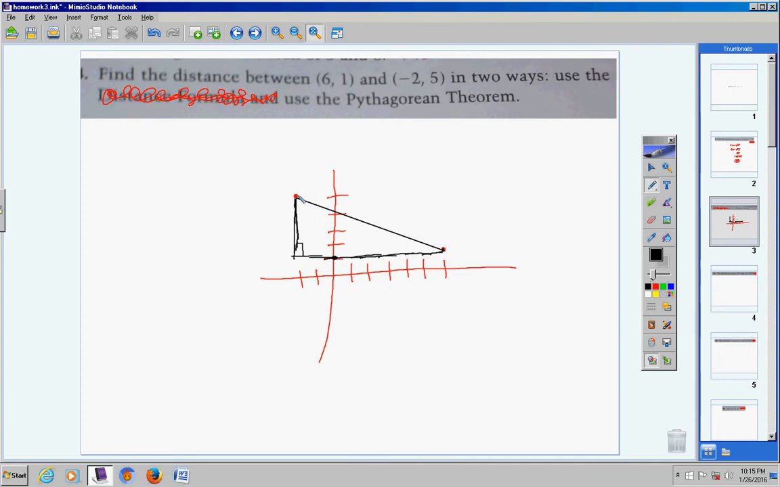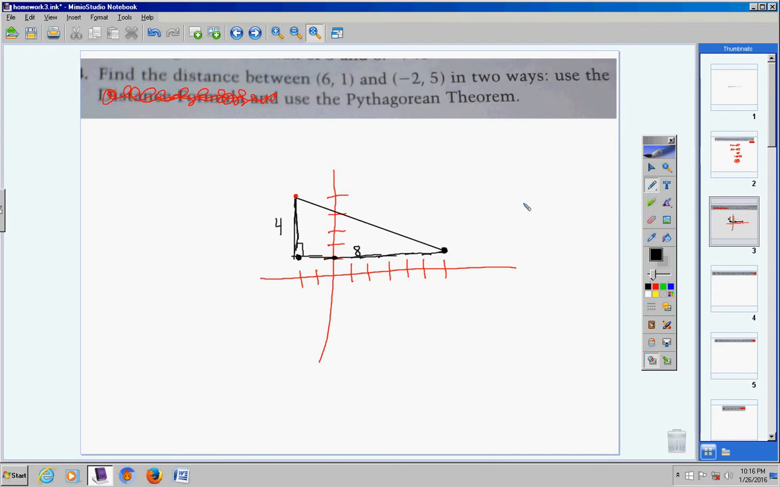And I know this point is up here at 5 because it's over 2 and up 5. So the height would be 1, 2, 3, 4. Start here and go up. 1, 2, 3, 4. So the height of the right triangle is 4. Now, the length would start right here at negative 2 and go to positive 6. Let's count the distance. 1, 2, 3, 4, 5, 6, 7, 8. Or you could start here and count 8 again. Either way, the length would be 8.